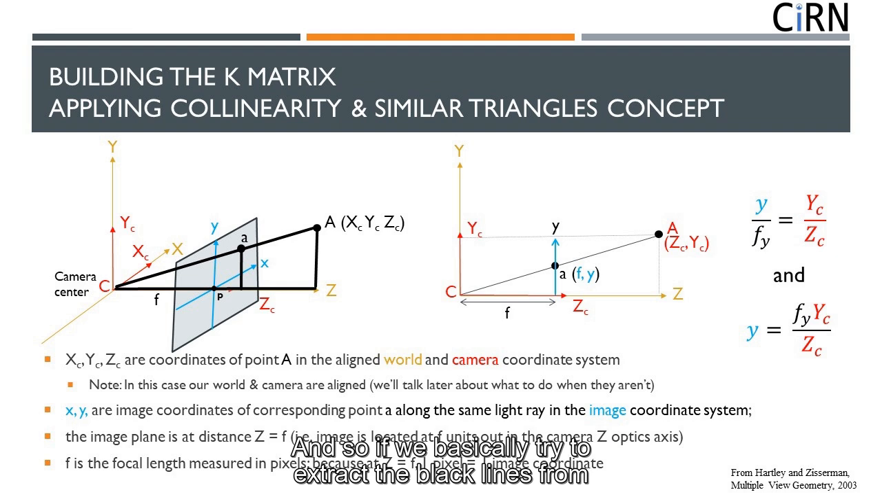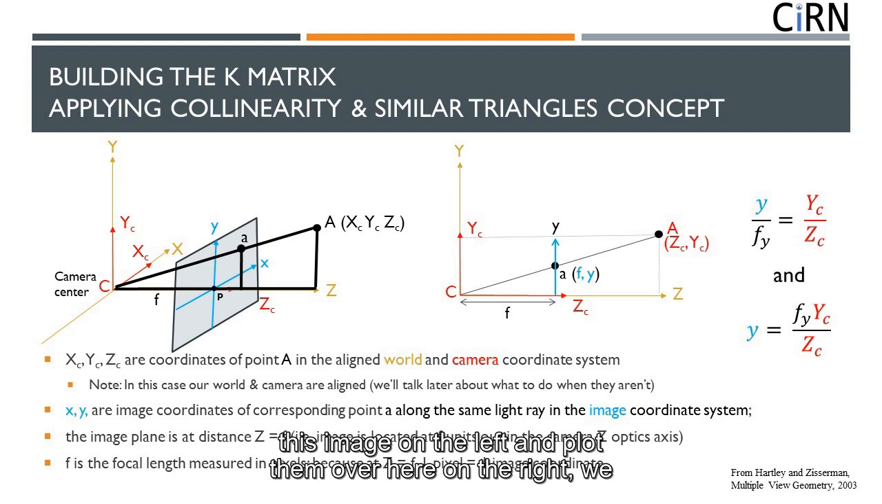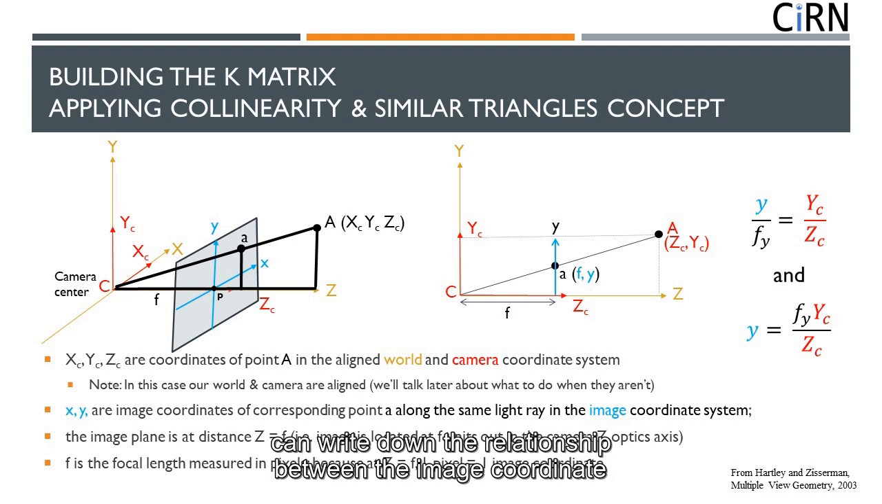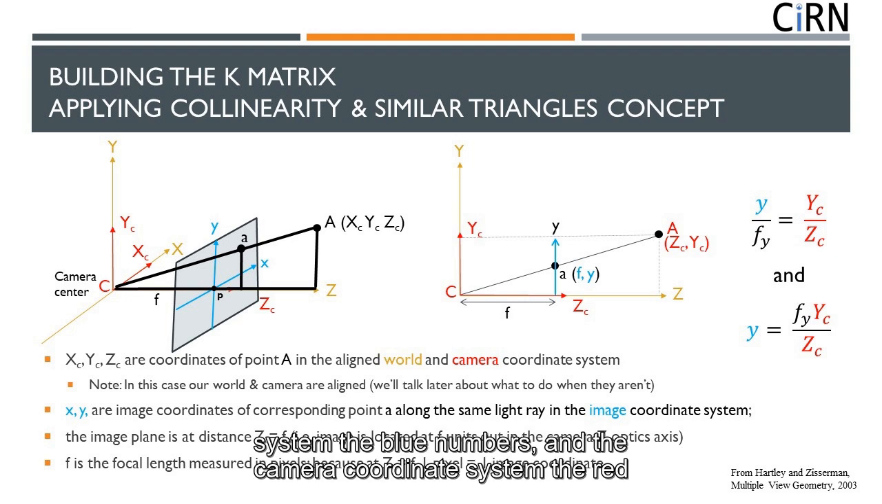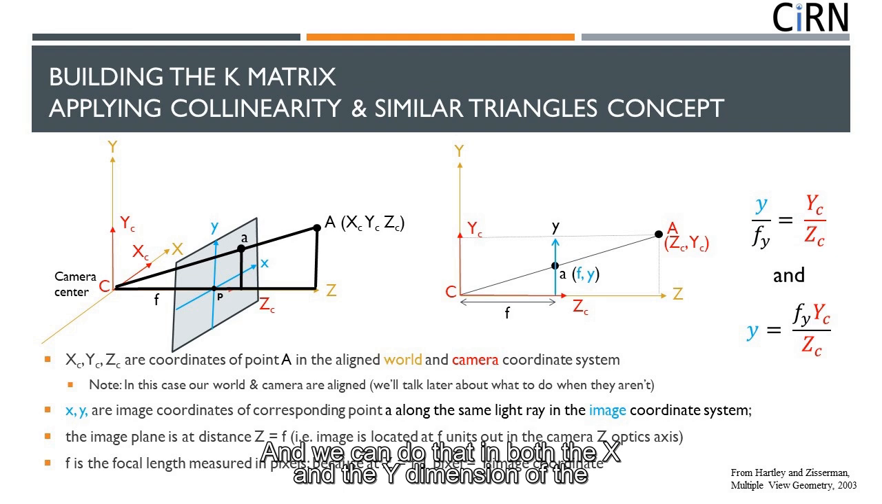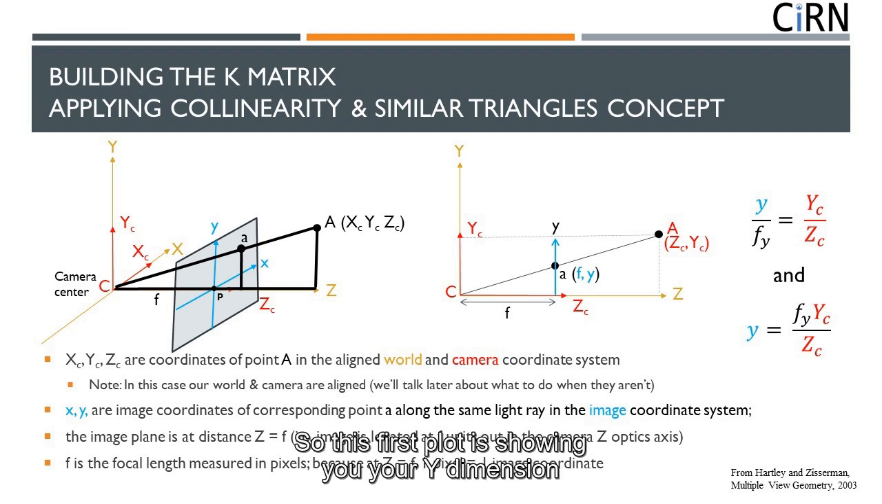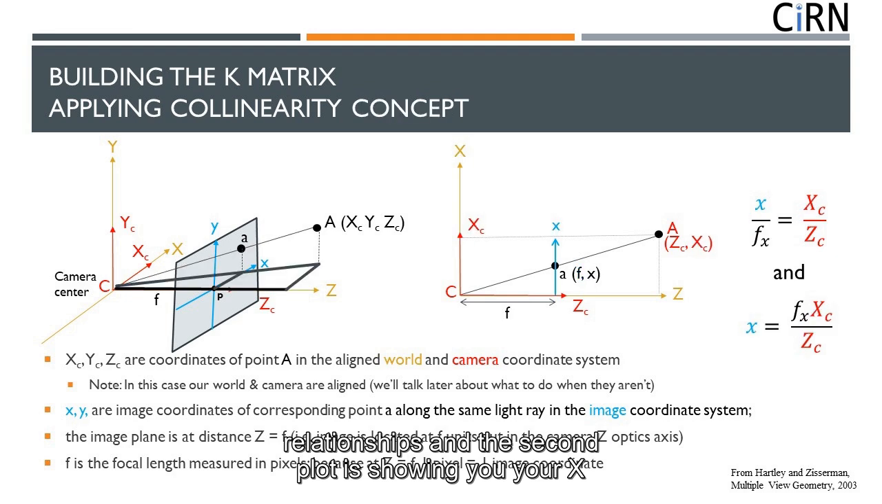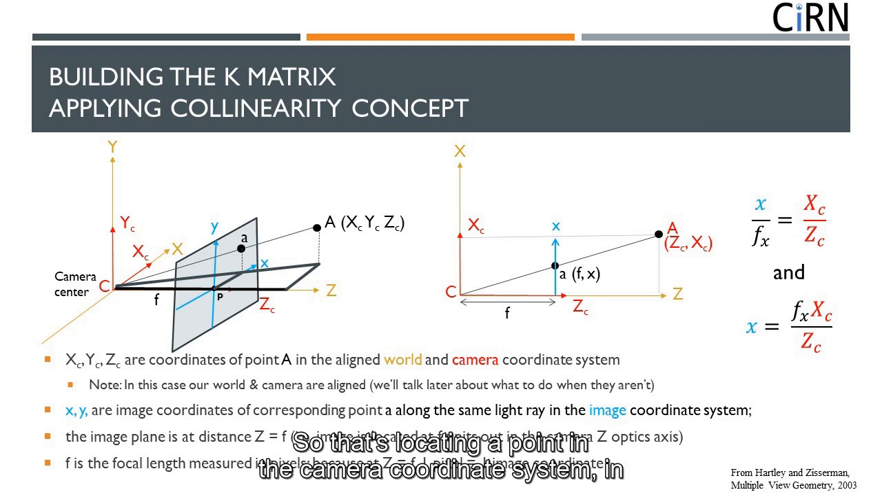And so if we basically try to extract the black lines from this image on the left and plot them over here on the right, we can write down the relationship between the image coordinate system, the blue numbers, and the camera coordinate system, the red numbers. And we can do that in both the X and the Y dimension of the camera coordinate system. So this first plot is showing you your Y dimension relationships, and the second plot is showing you your X dimension relationships. So that's locating a point in the camera coordinate system in the image coordinate system.